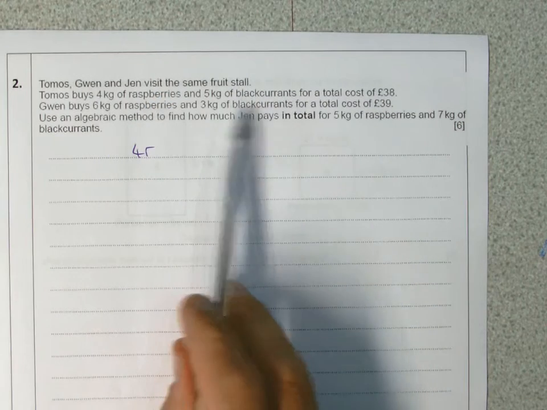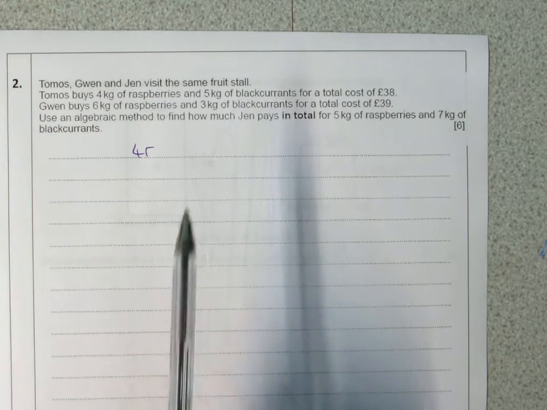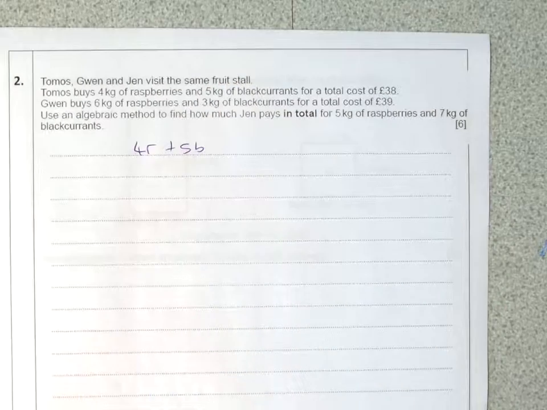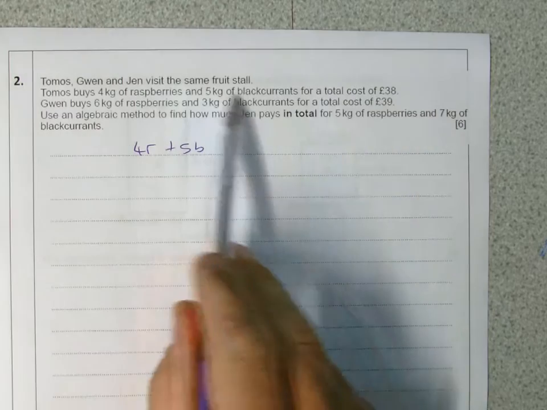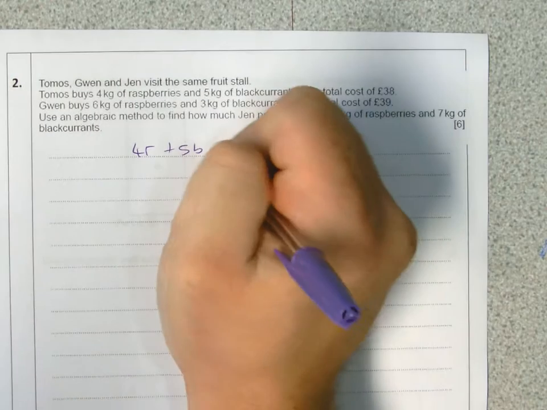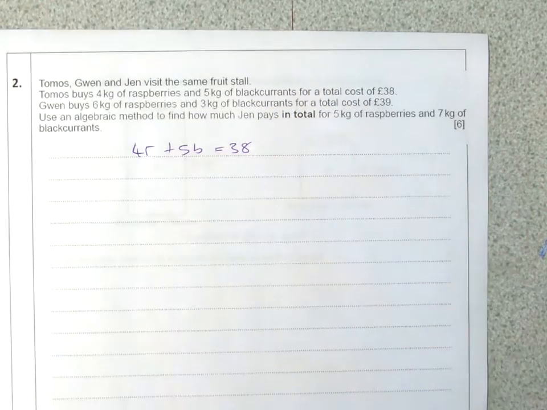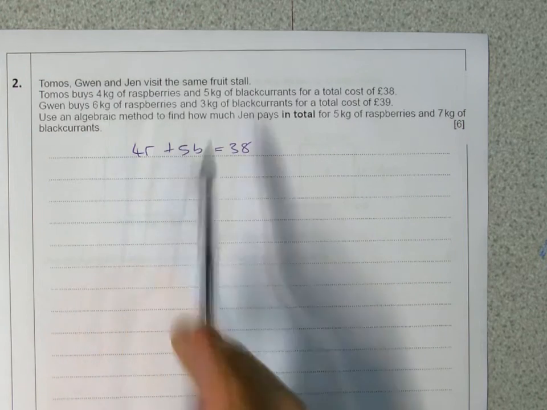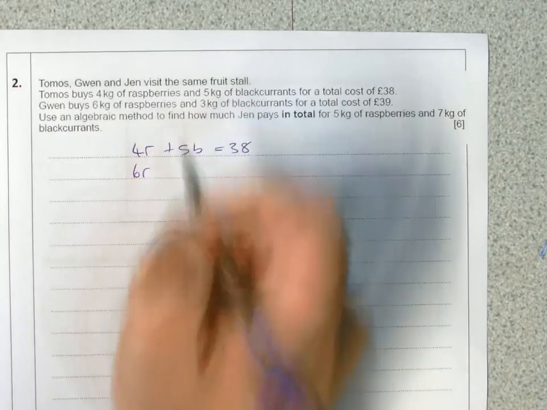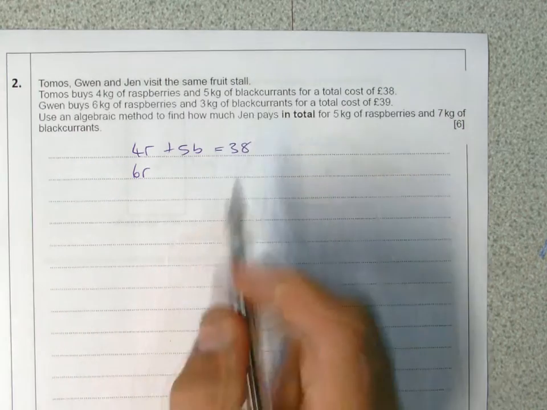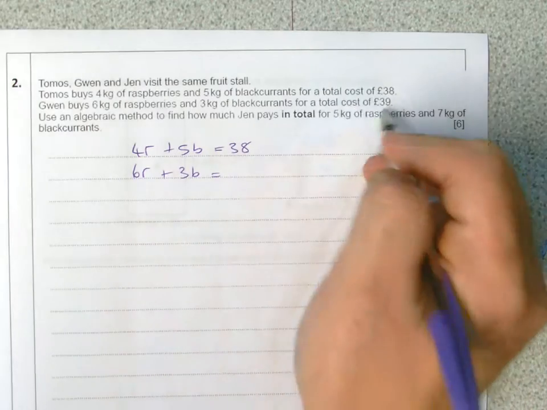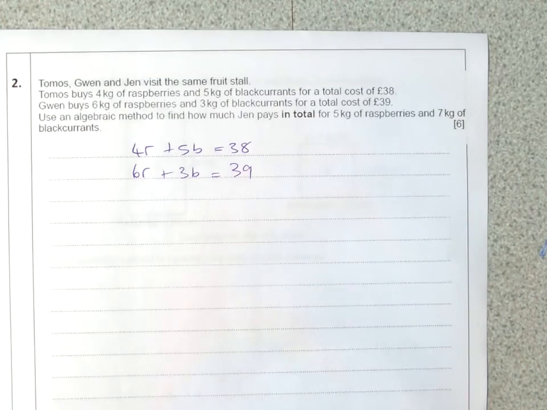5 kilograms of blackcurrant, 5B, and they add up to £38. That's the total there, so I can just put 38. Gwen then has got 6 kilograms of raspberries, so that's 6R. 3 kilograms of blackcurrants, so that's 3B. And that will equal then 39.